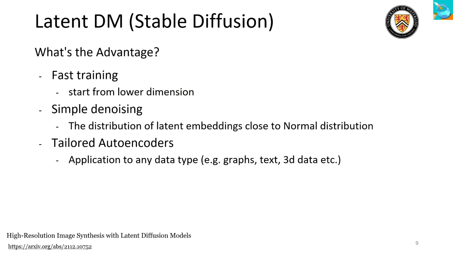So what's the advantage of LDM? Obviously, it provides fast training, right? Because it starts from a lower dimension. And the distribution of the latent embedding is closer to a normal distribution. Another great advantage is that you can have tailored autoencoders because it can be applied to not just text, but also graphs, 3D data, etc., depending on the domain-specific encoder.